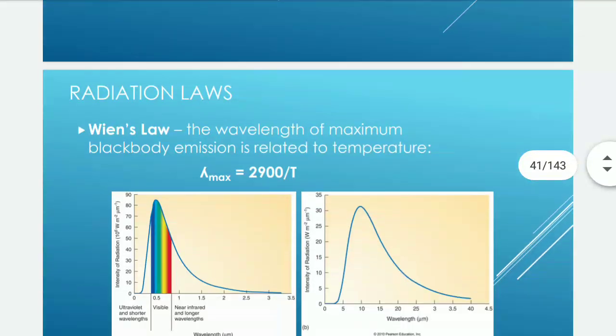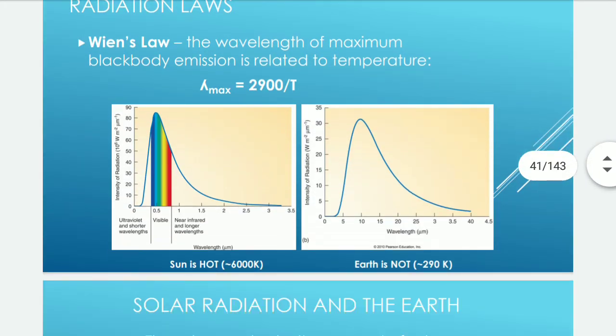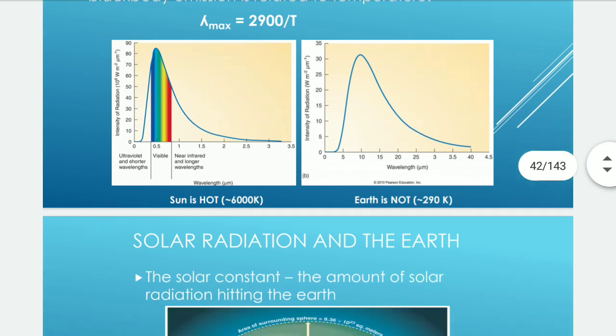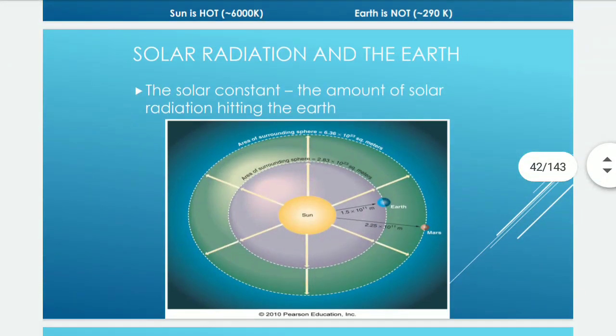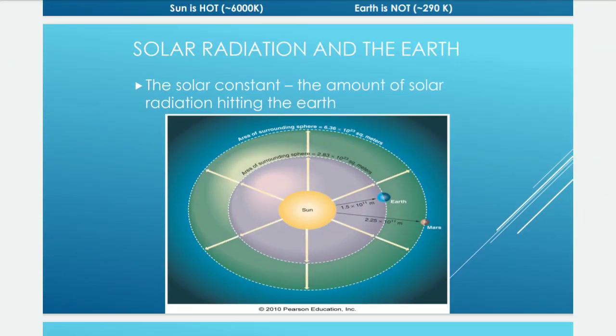Radiation laws, Wien's law, another law. The wavelength of maximum black body emission is related to temperature, lambda max = 2900 / T. This is the temperature. Solar radiation and the earth, the solar constant, the amount of solar radiation hitting the earth.